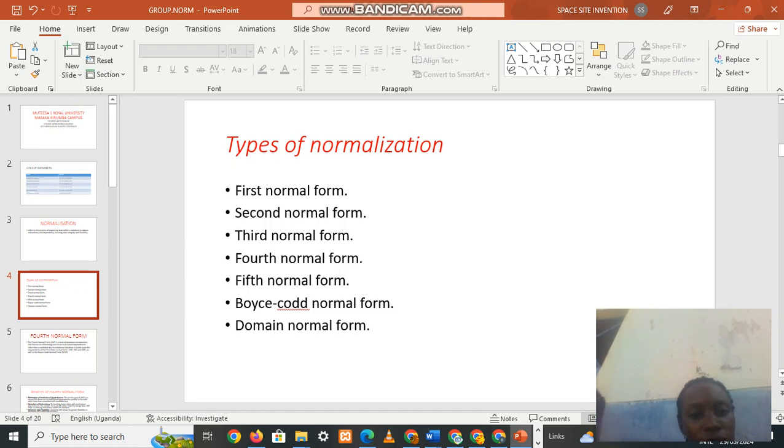We have first normal form, second normal form, third, fourth, fifth, Boyce-Codd, and domain key, of which the first one, second one, and third one we started them with Madam Nakato. So we are going to look at fourth normal form, fifth normal form, Boyce-Codd, and domain key normal form. So let's begin with the fourth normal form.